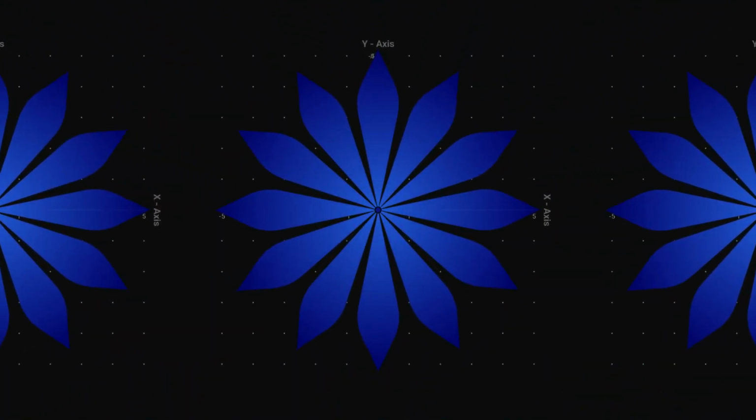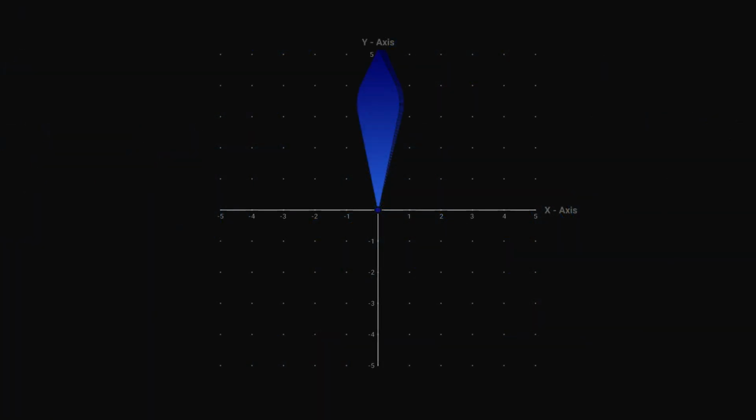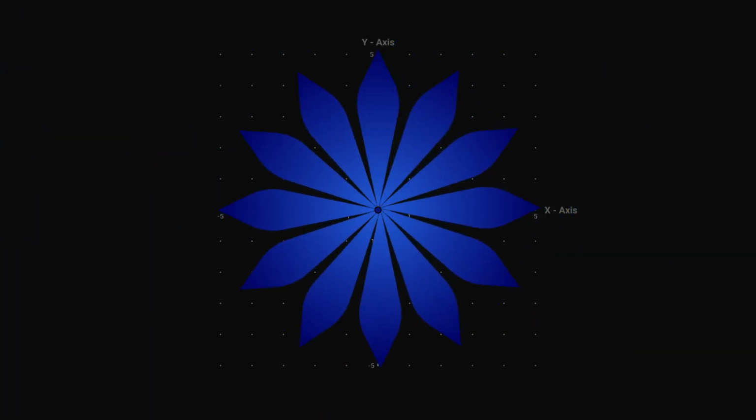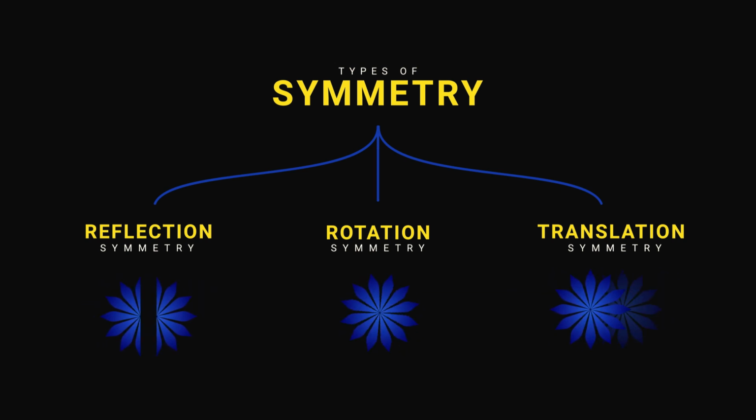Symmetry is all around us, from the beauty of nature to the patterns in architecture and art. It's an inherent concept that creates harmony and balance. In this video, we will deep dive into three fundamental types of symmetry: reflections, rotations, and translations.